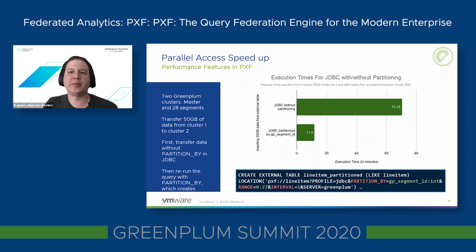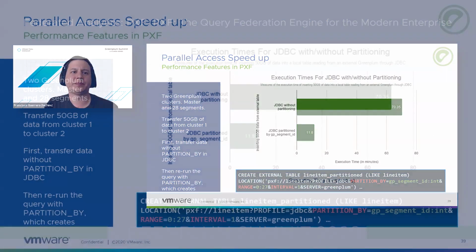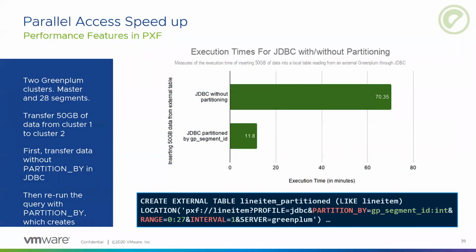So this is an experiment I ran a while ago. For the experiment, we use the JDBC connector. In the experiment, we have 2 Greenplum clusters, and the experiment consists of transferring 50 gigs of data from one cluster to the other. Each cluster has 28 segments, 7 segment hosts, and a master. So the experiment compares a query that runs on a single thread versus running the same query in parallel, taking advantage of parallel aspects of PXF.